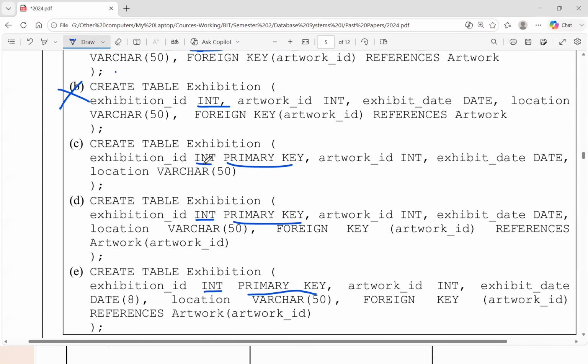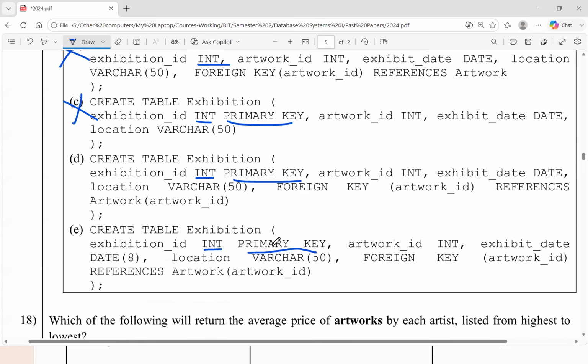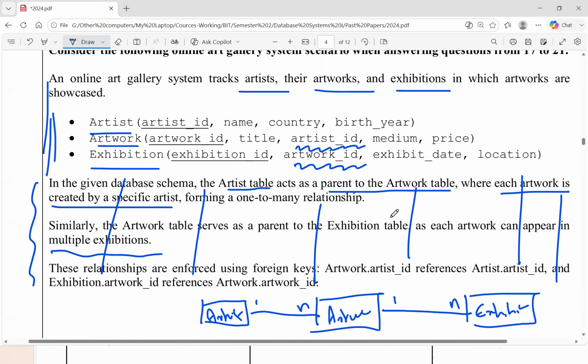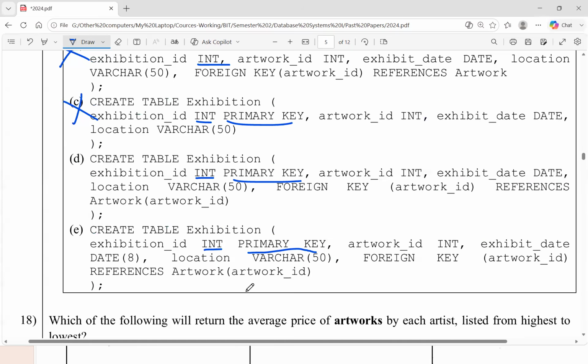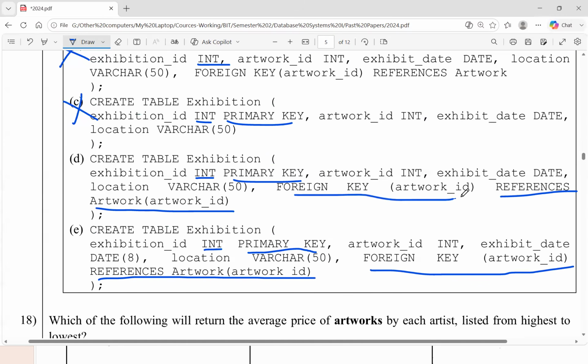So here no foreign key, right? No foreign key. So foreign key is artwork ID, referring to the artwork table, right? Reference to the artwork ID, reference to the artwork table, artwork ID. Foreign key, artwork ID, foreign key, artwork ID. Primary key also the same, exhibition ID.